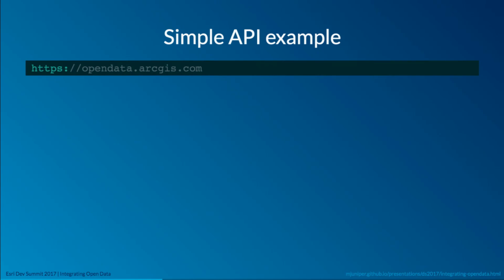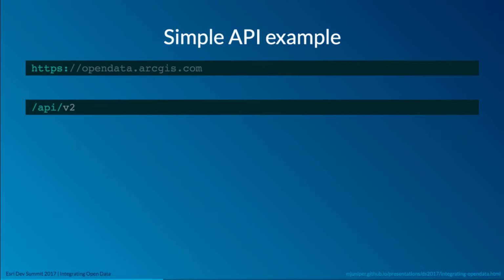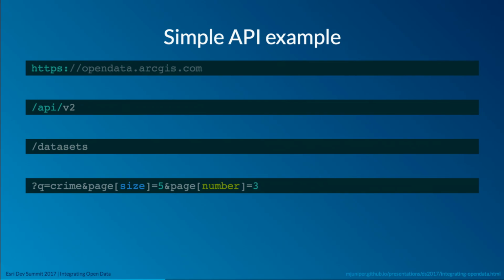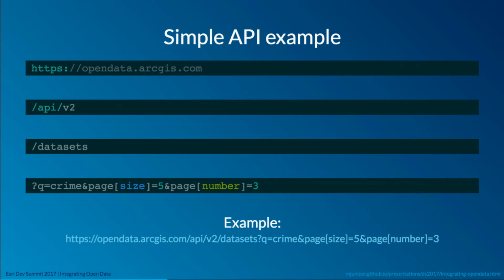So a simple API example. This is our domain. We have a namespace /API/v2. You have a resource that you're interested in, so in this case, datasets. And then you have an optional set of query parameters. So in this case, someone's querying for crime datasets, and they want the third page, and they want each page to have 5 results. So the full URL would look something like that.